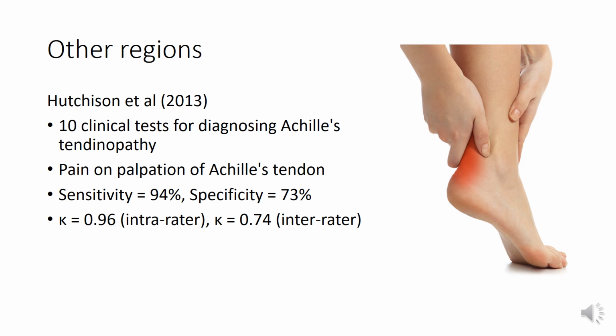What it found was that palpation was rather good at diagnosing Achilles tendinopathy. Now, looking at the psychometric statistics, we have a sensitivity of 94% and a specificity of 73%. This is actually an incredible result. Furthermore, the review also showed that intra-rater and inter-rater reliability are quite good as well.